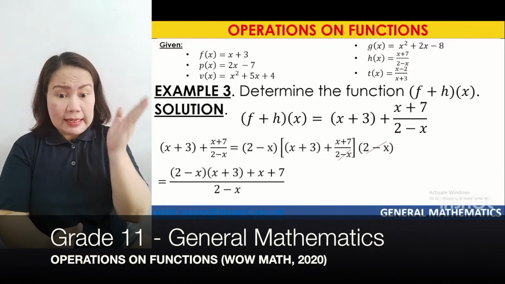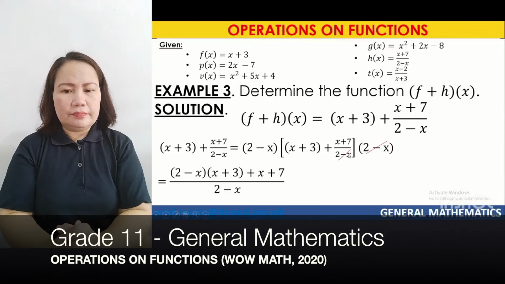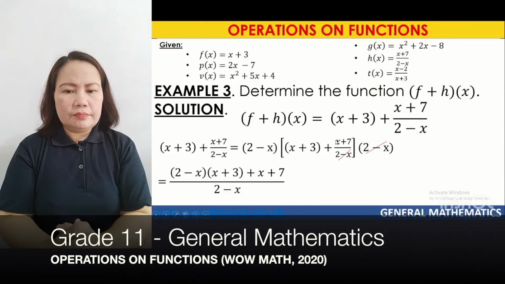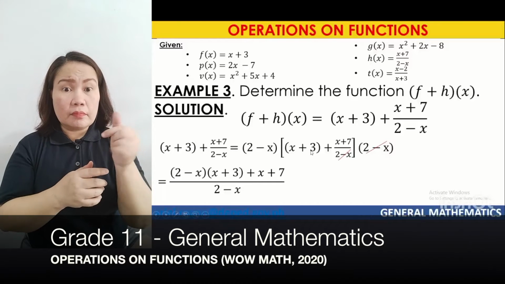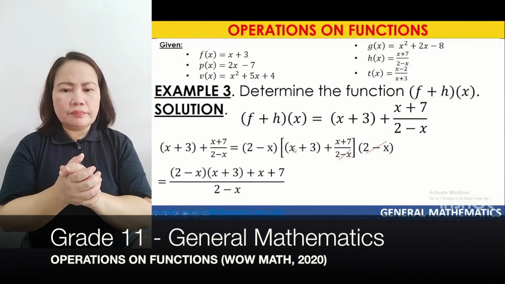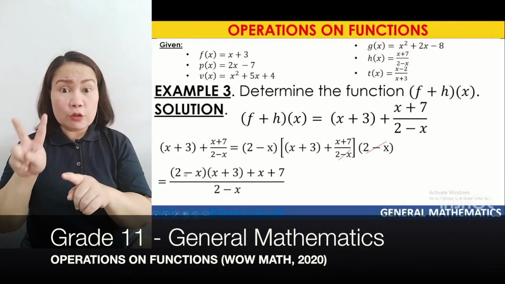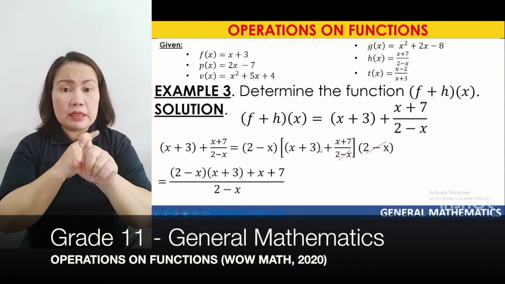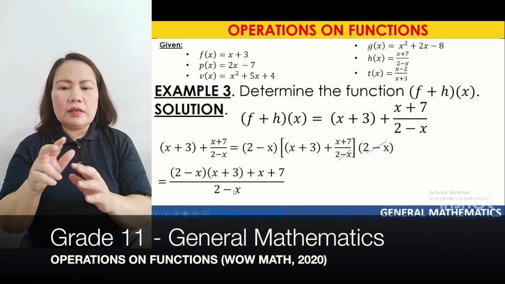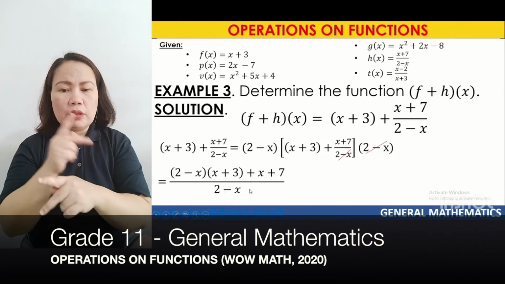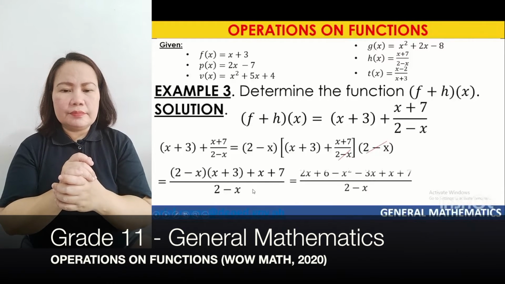Okay, ibig sabihin, kinancel out na natin to, no? Ma-cancel out yung nandito, so maiiwan yung x plus 7. Pero ito, we need to multiply using FOIL method. So that is 2 minus x times x plus 3 plus, idudugtong din natin yung x plus 7 all over yung LCD natin na 2 minus x.